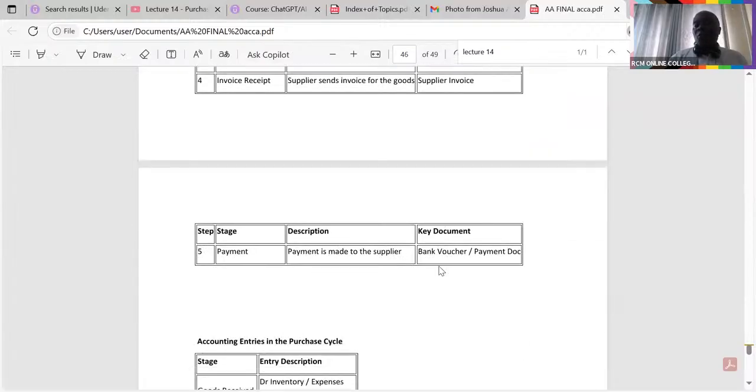honor. So 5, the last stage, is payment. Payment is made to the supplier. And then, of course, the key document here will be the bank voucher or just a payment document. There must be a document to prove that, hey, we have paid. Because, ladies and gentlemen, please listen.